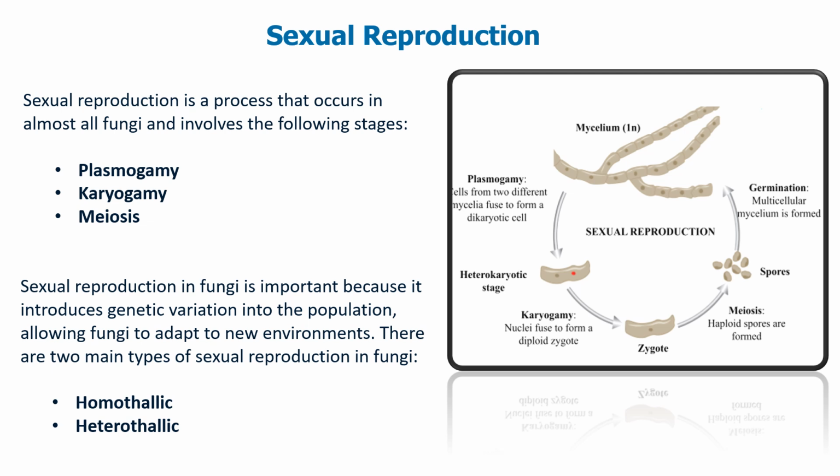Sexual reproduction in fungi is important because it introduces genetic variation into the population, allowing fungi to adapt to a new environment. There are two main types of sexual reproduction in fungi: homothallic and heterothallic.